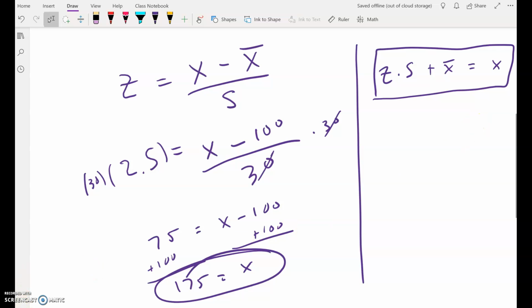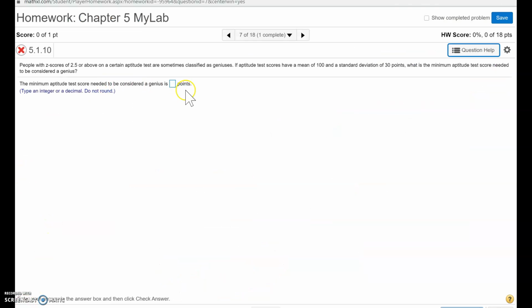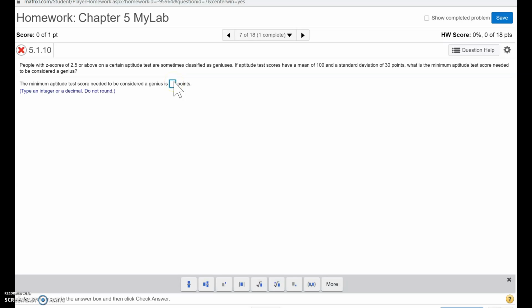Let's go back to the question and type it in now. So 175. If your IQ is 175 or higher, then you're quote-unquote a genius. And then click the check answer box. Here it is.